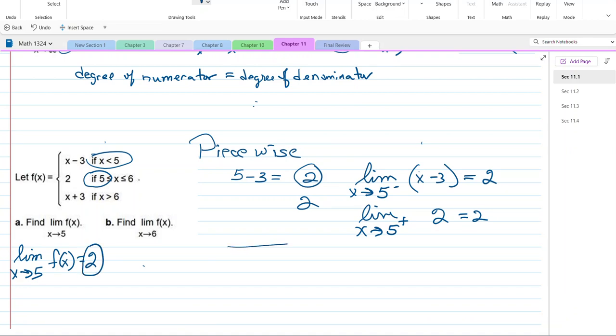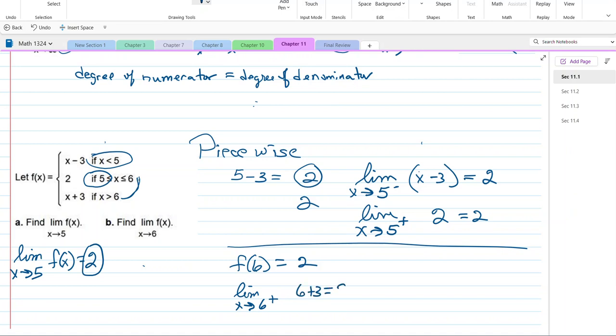All right, now we're doing 6. Now 6 are these two. So we know f of 6 equals for sure. And now we're going to do the limit from the right. The limit as x approaches 6 from the right is going to be 6 plus 3 equals 9. Well, these do not match. Therefore, the limit as x approaches 6 of f of x does not exist. It's as easy as that.